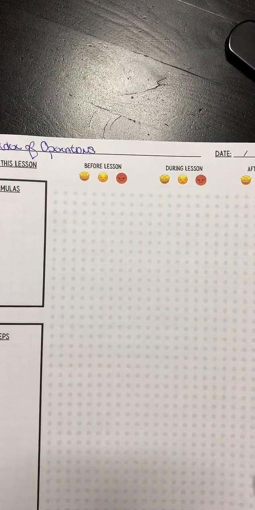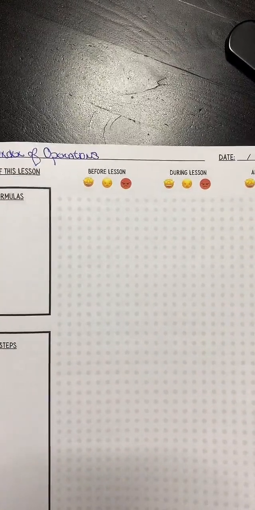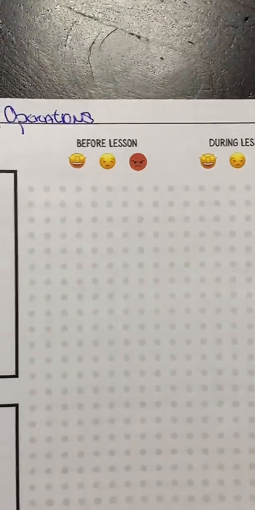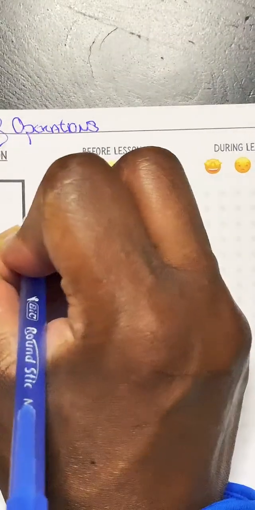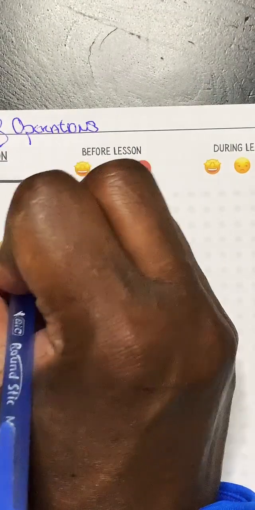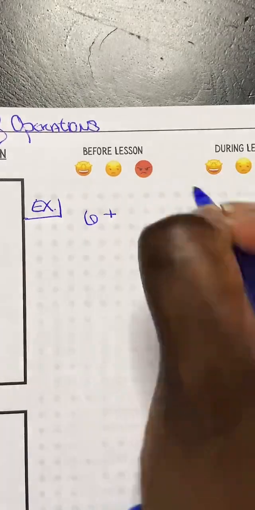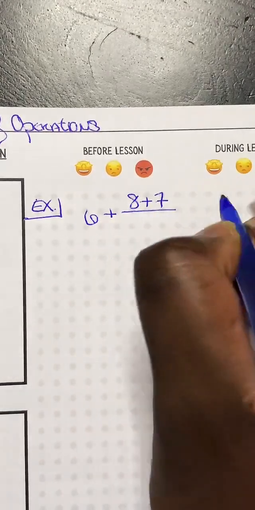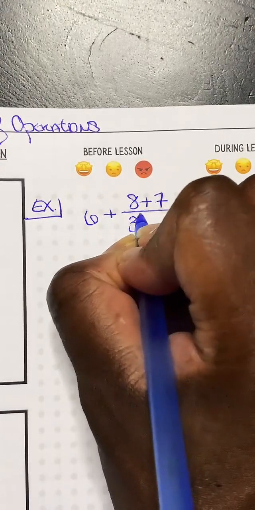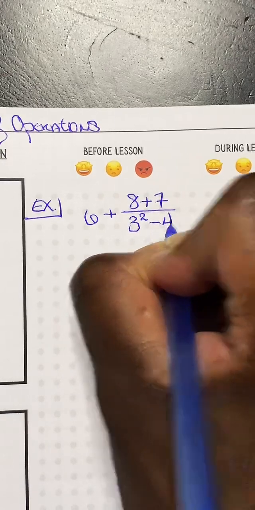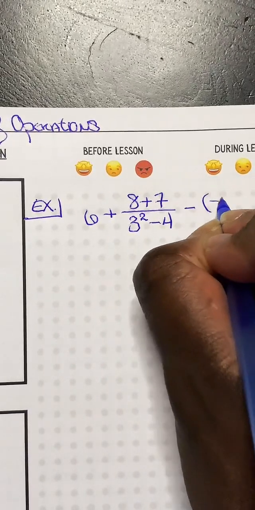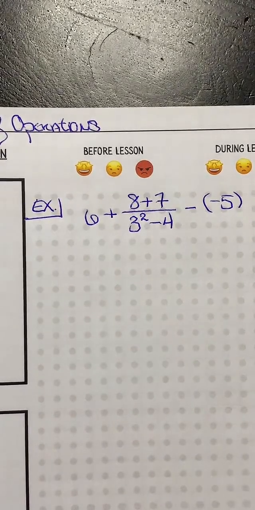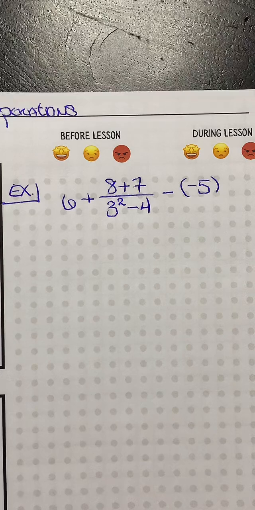Okay? So, let's start off big. Why not? Let me zoom in for this bad boy. All right. So if we have 6 plus 8 plus 7 over 3 squared minus 4 minus a negative 5. What could I do first?